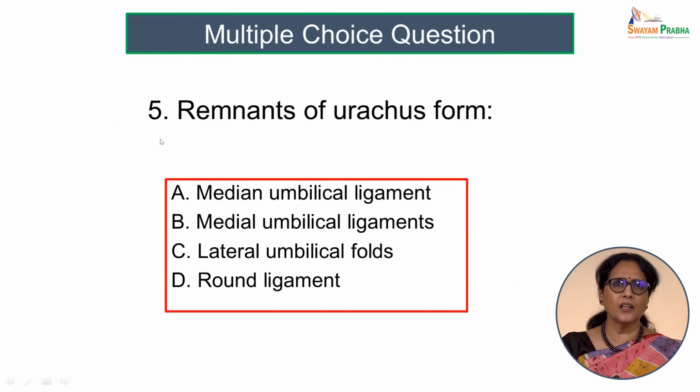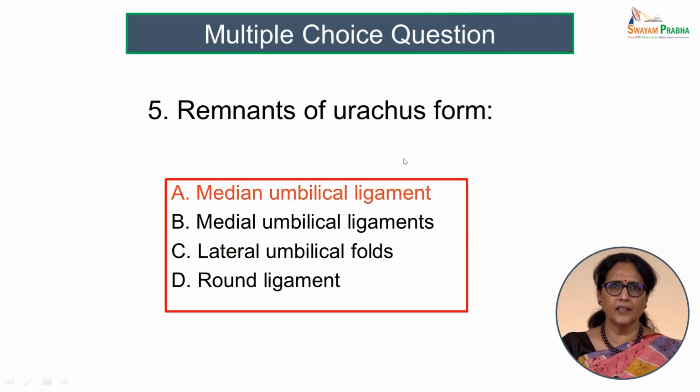That brings us to the last question of this session. Remnants of urachus form A. Median umbilical ligament, B. Medial umbilical ligaments, C. Lateral umbilical folds, and D. Round ligament. And the answer to this question is A.